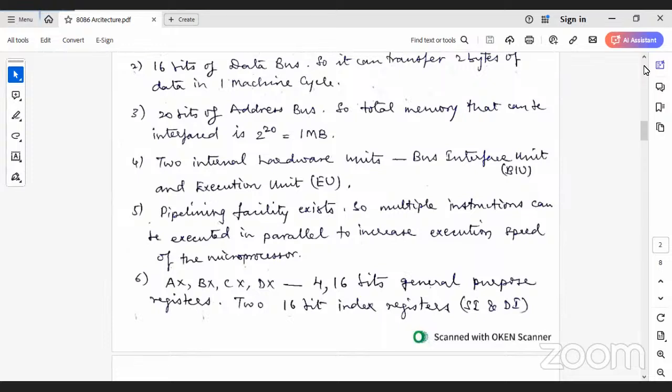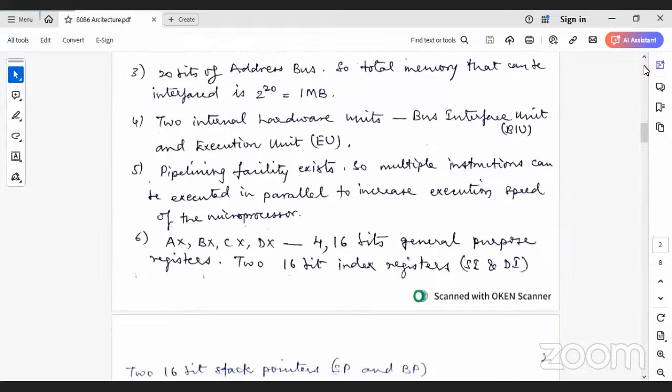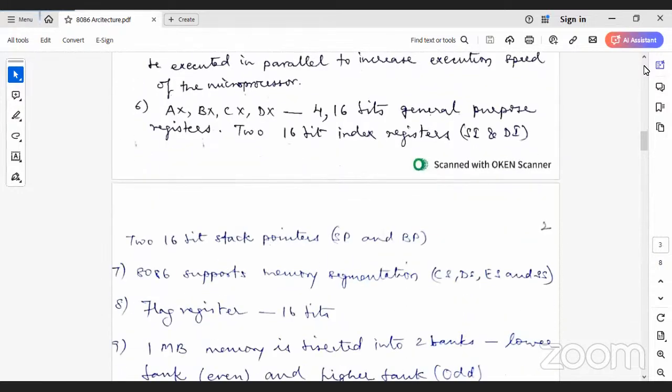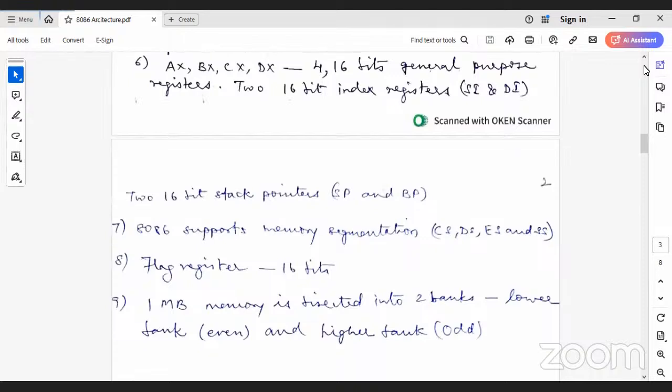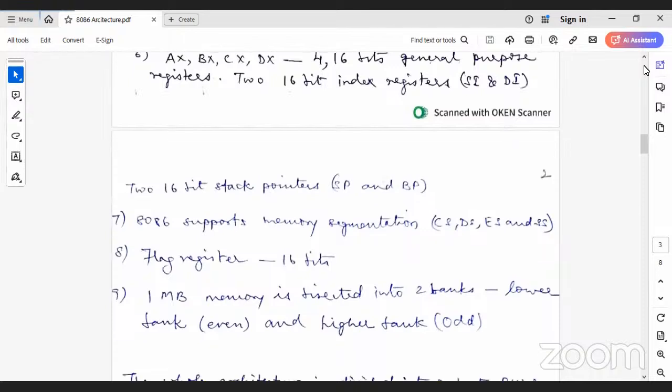Now here, just now I also said working registers, which you call general purpose registers also, are 16 bits. There are 4 general purpose registers. 4, 16 is written. It means that there are 4 16-bit general purpose registers, and you have to denote them as AX, BX, CX and DX. Then I also said there are two 16-bit index registers and two 16-bit stack pointers, that is SP and BP.